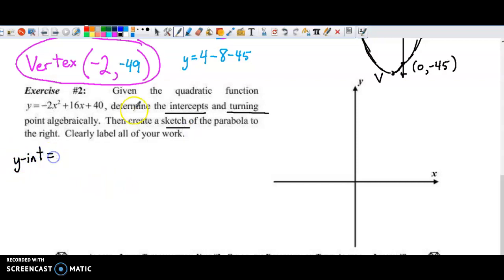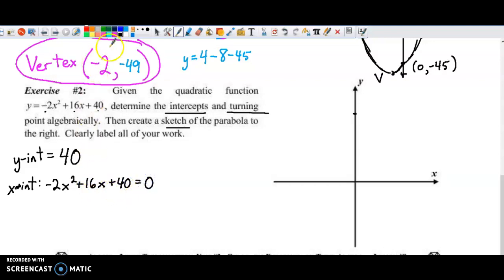Now here's your shortcut. The y-intercept, when it's written in this form, ax squared plus bx plus c, is always the c value. So without doing any math, I already know that the y-intercept is going to be way up here at 40. Now the x-intercept, there's a lot of work to do. I meant to put a dash there, and there we go. And excuse me, the reason why there's a lot of work is you have to set it equal to 0.